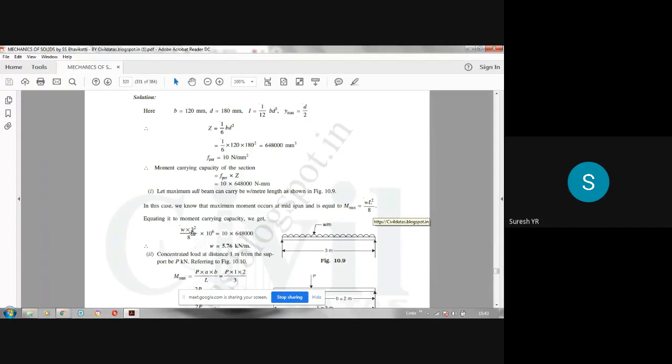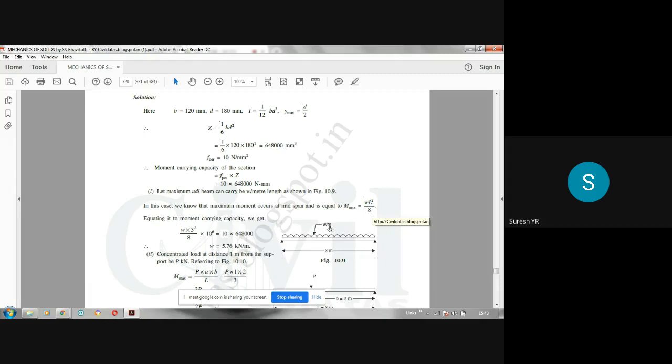Instead of taking 3000 here, what he has done is 3 square into 10 cube square. 10 cube square is 10 power 6. That is why this 10 power 6 has come. So W into 3000 square divided by 8, because we have converted 3 meters to millimeters. Now if you simplify, you will get W as 5.76 Newton per mm.